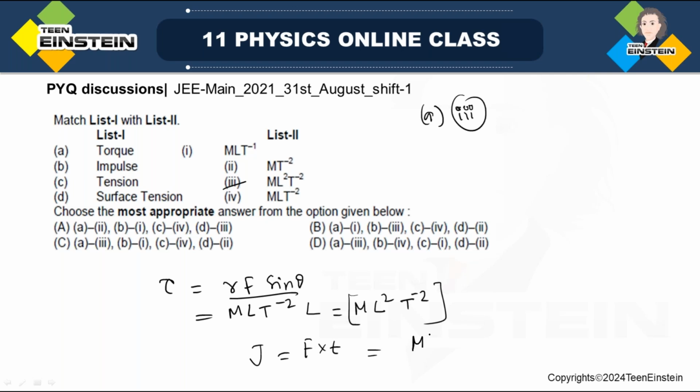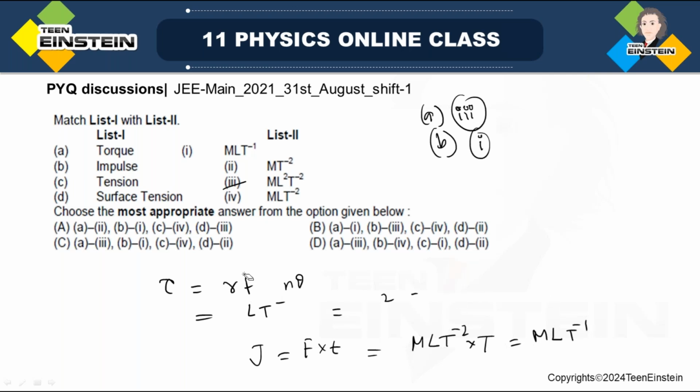So we know force is m l to the power minus 2 into T. Ultimately the dimensional formula will be m l to the power minus 1. So B will actually match with 1. All right, so let me clean this portion again, so that we can do the other one.